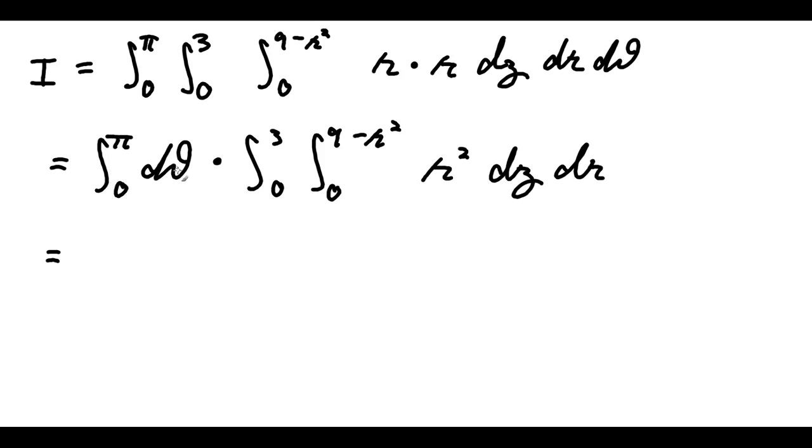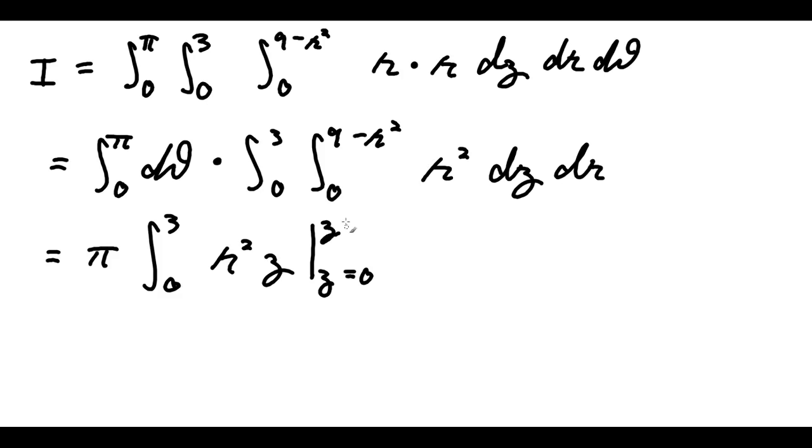The integral from 0 to pi d theta will be pi. That's the length of that interval. You could, of course, integrate that and get your theta. Now we have times the integral from 0 to 3 of this inner integral. We have this integral r squared dz. So r squared is constant with respect to z. So we have r squared z evaluated from z equals 0 up to z equals 9 minus r squared. There's our upper bound there. dr.